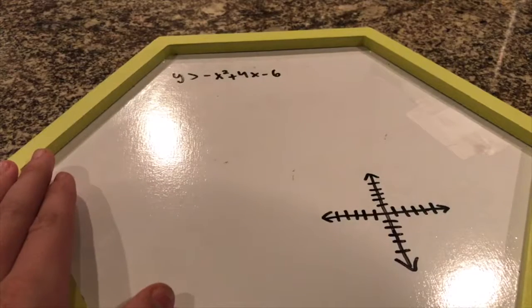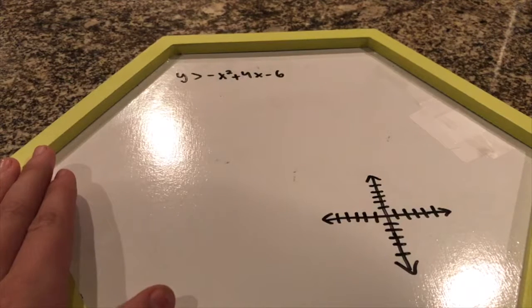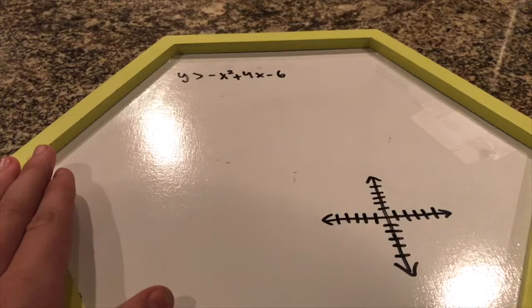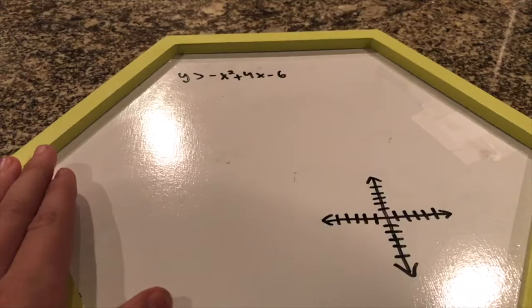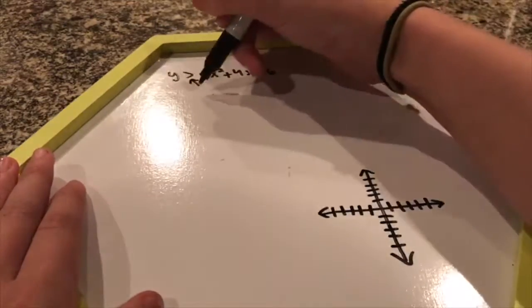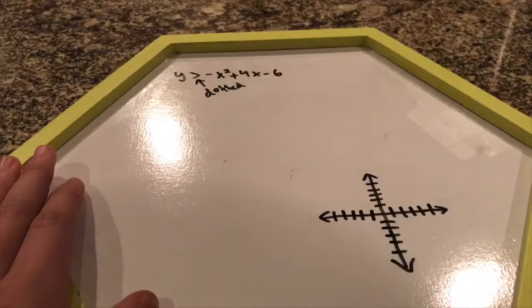Okay, so for our second example, we have y is greater than negative x squared plus 4x minus 6. So again, our first step is to say that our a value is negative 1, so we're actually going to have a parabola that reflects over the x-axis. And also, because this doesn't have a line under it, we know that our line needs to be dotted. So I'm going to write a little note there.